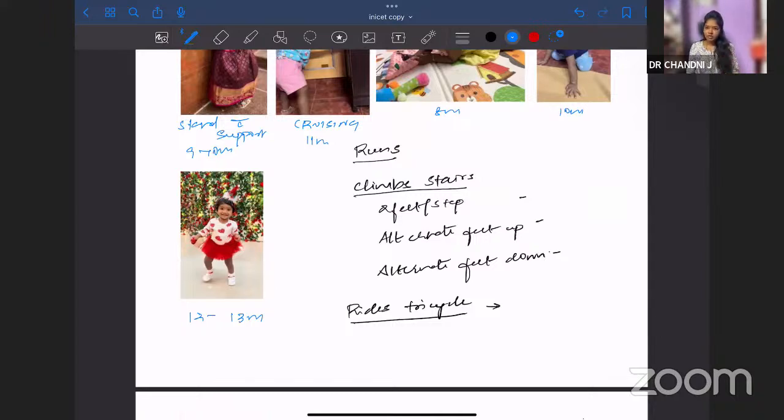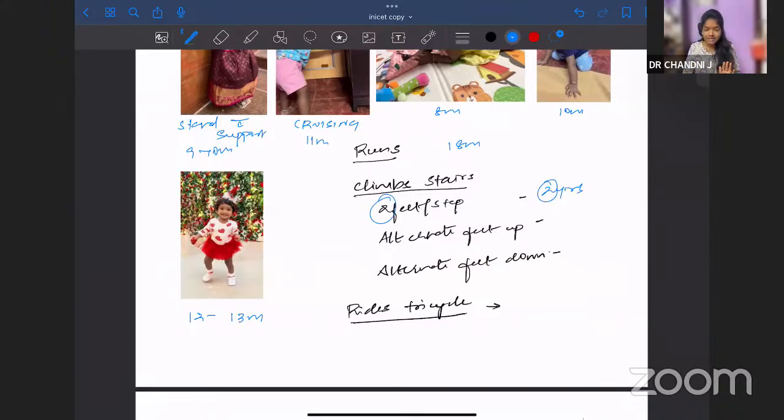So after this, the baby should start running. Around 18 months, the baby will start running. And then climbing stairs. So we have three parameters here. One is 2 feet per step. So 1 foot, it will keep another foot and then climb the next step. 1 foot, another foot. So 2 feet per step in 2 years. 2 feet, 2 years.